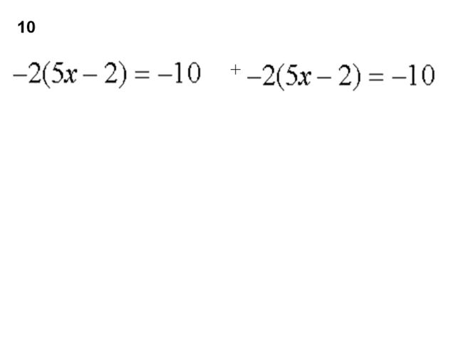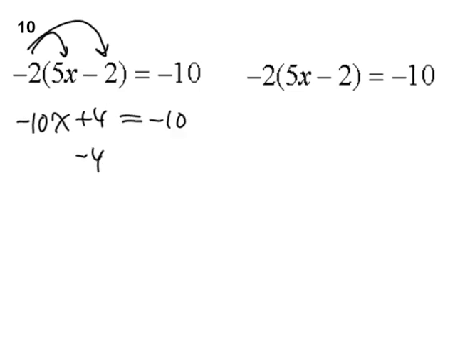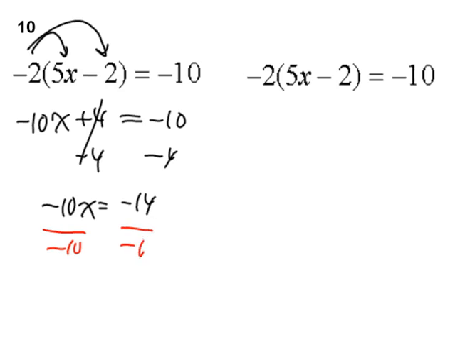We'll expand using distributive property, so negative 2 groups of 5x and negative 2 groups of negative 2. Negative 2 times 5x is negative 10x, and negative 2 times negative 2 is positive 4. Subtract 4 from both sides. Negative 10x equals negative 14. And here we're going to divide both sides by this negative 10 coefficient. And x equals a positive 1.4, because 14 divided by 10 is 1.4, and a negative divided by a negative is a positive.